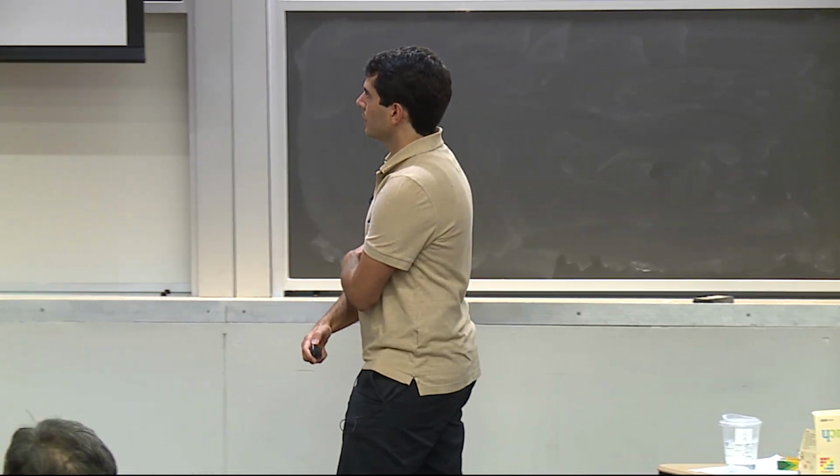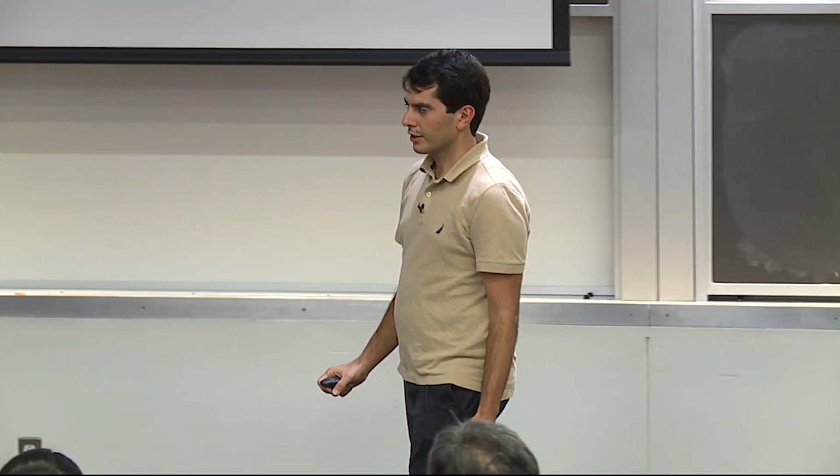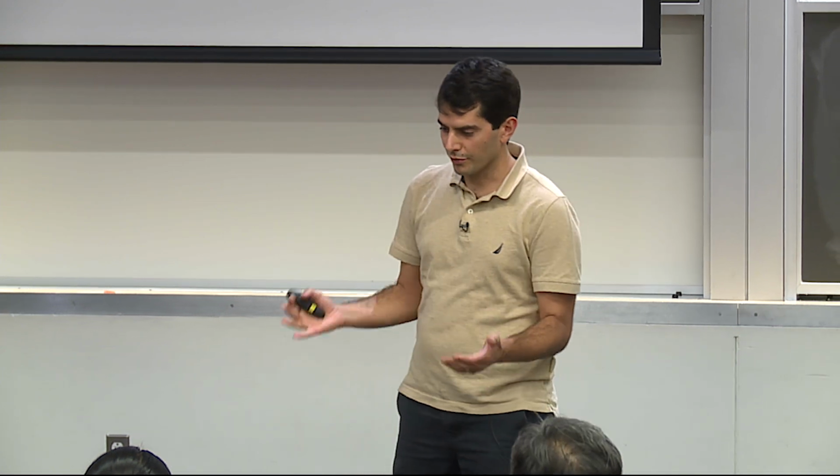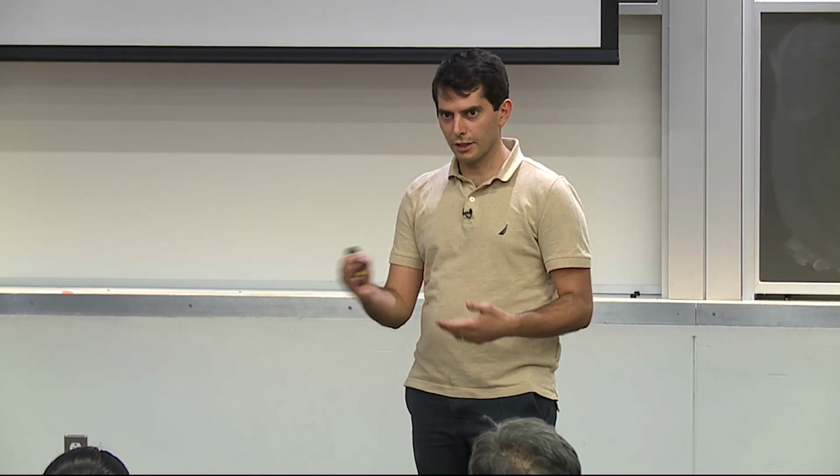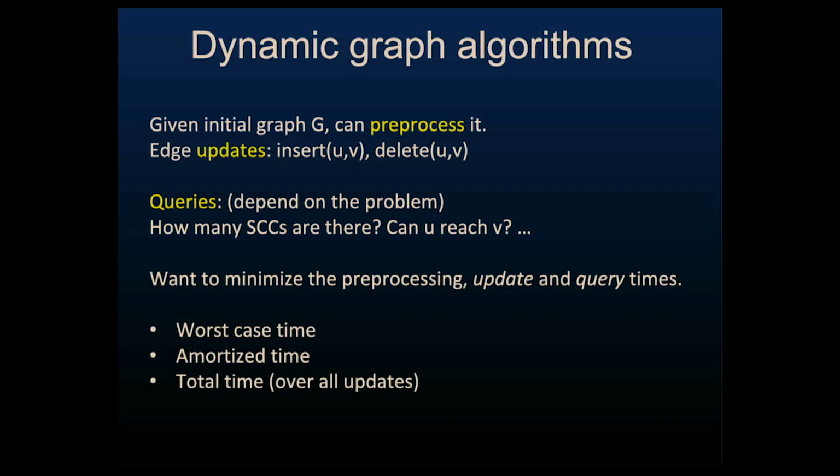Okay, so what are we talking about? Dynamic graph algorithms. You have a graph, but it changes with time, and you want to maintain it. So there are updates that change the graph. Then there are queries that ask something about the graph, and whenever there's a query, you have to answer something about the graph. And you want to do these things fast.